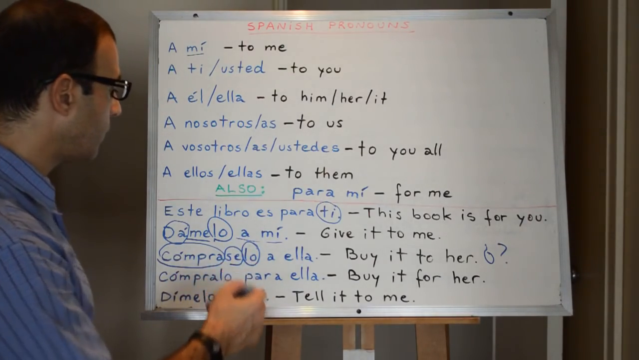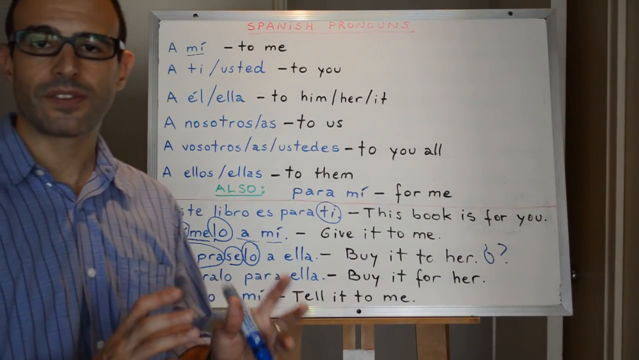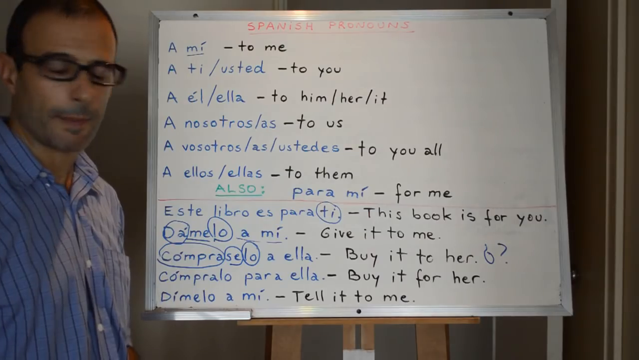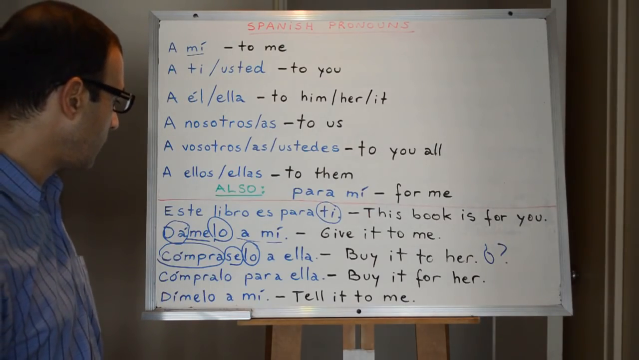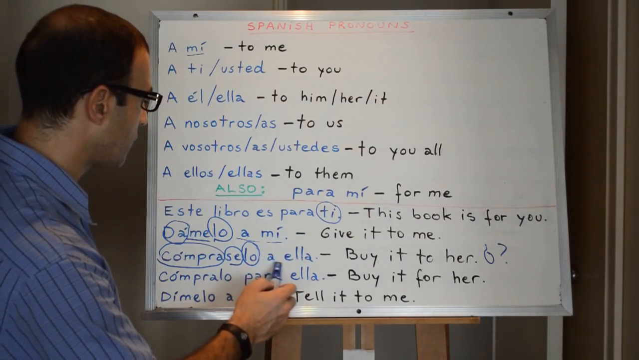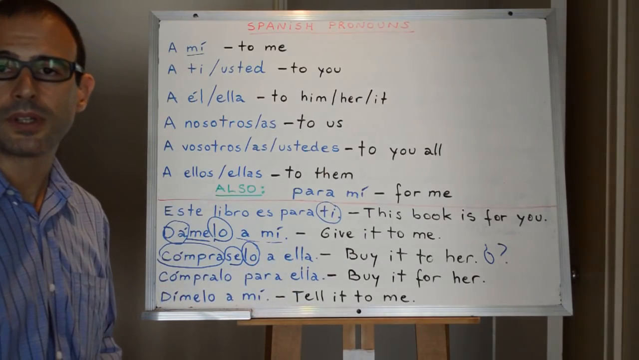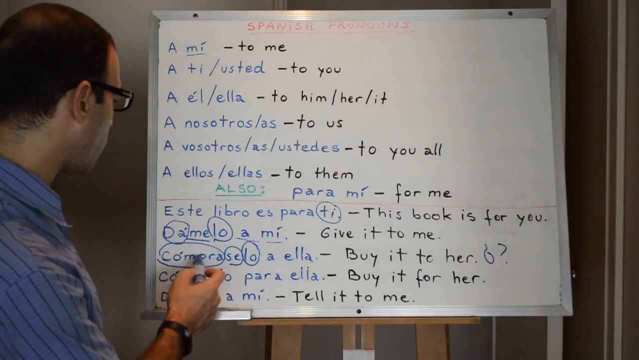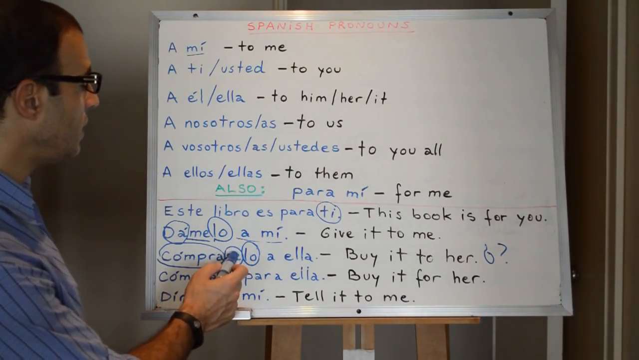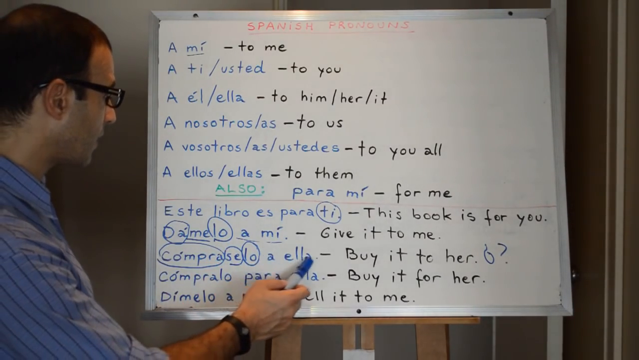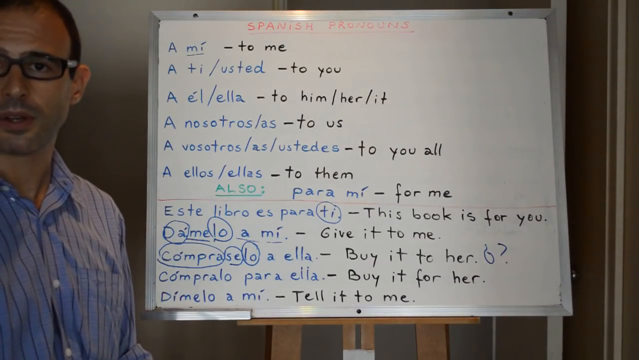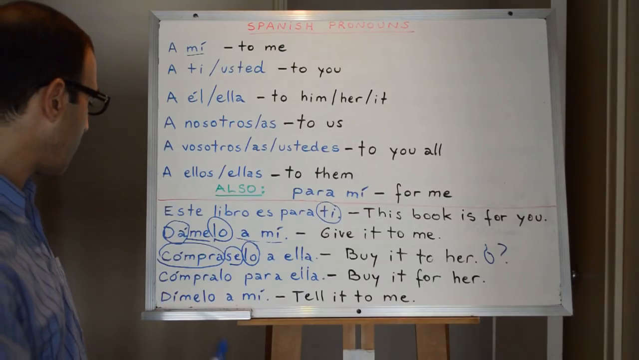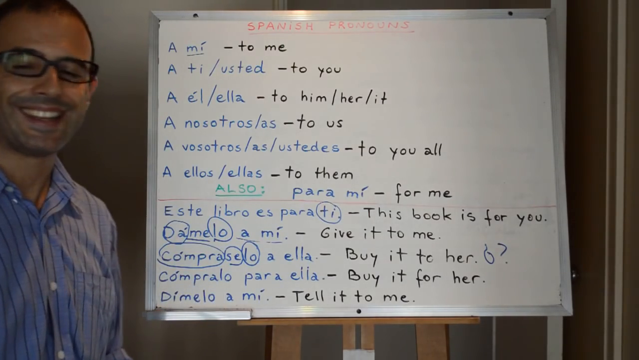So cómpraselo, that single word is already the whole sentence alone, right? A ella is just redundant, but it provides additional information, because with cómpraselo, we don't know if it is a he or a she. A ella, we know it's a she, okay?